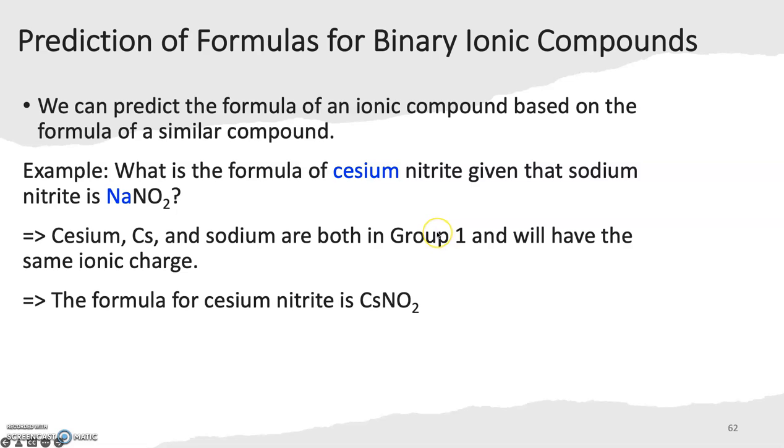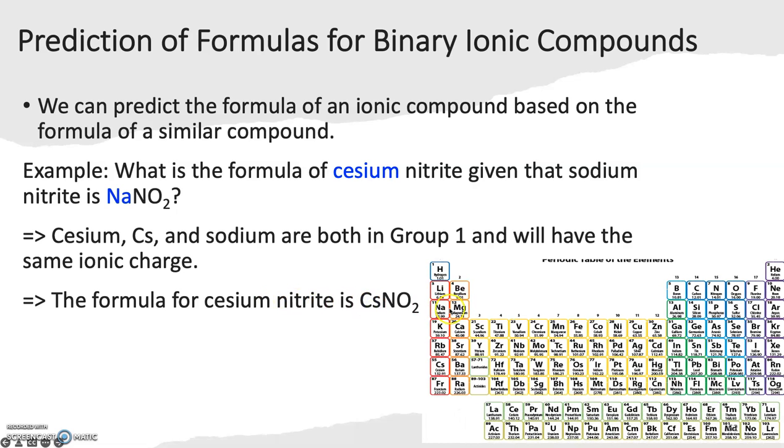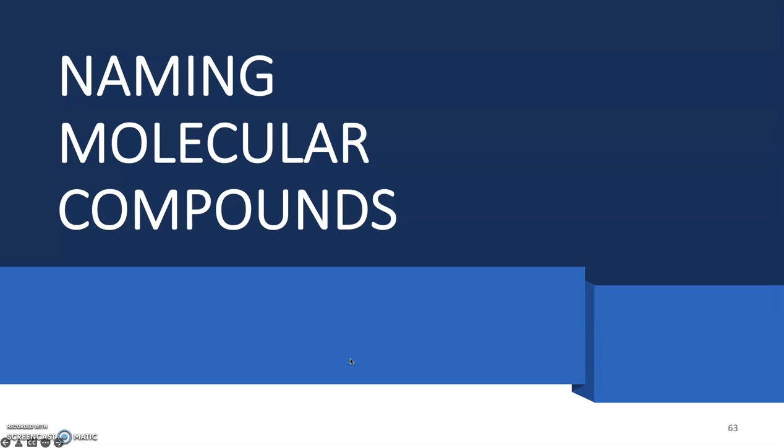You can predict the formula for binary ionic compounds based on the formula of similar compounds. For example, what is the formula of cesium nitride, given that sodium nitride is Na3N? You know that cesium and sodium are both in group 1 and will have the same ionic charge. Therefore, the formula for cesium nitride is Cs3N. Sodium and cesium are in the same group on the periodic table, so you can name them similarly.